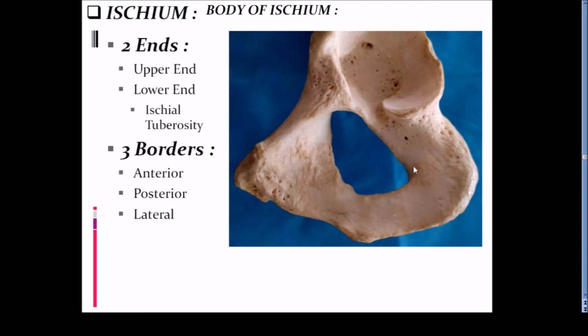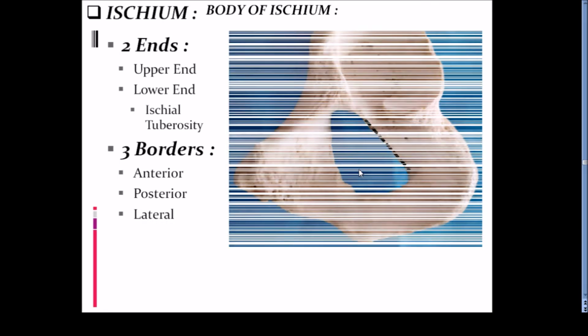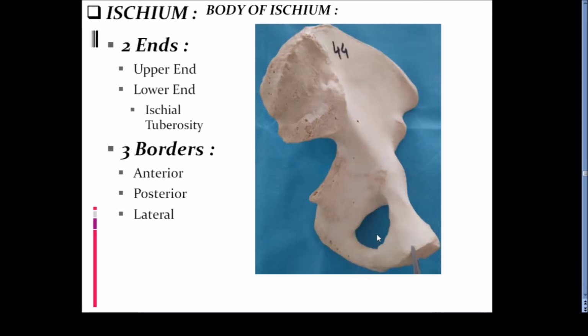Now borders. Anterior border. The anterior border of body of ischium forms the posterior margin of the obturator foramen. In this diagram, this is the obturator foramen, this is the posterior margin of obturator foramen, which is formed by the anterior border of the body of ischium bone. So this is anterior border.